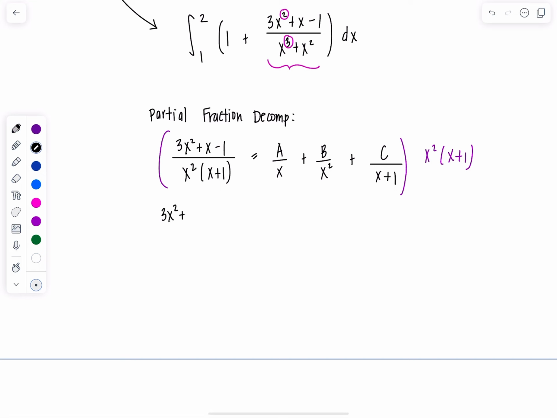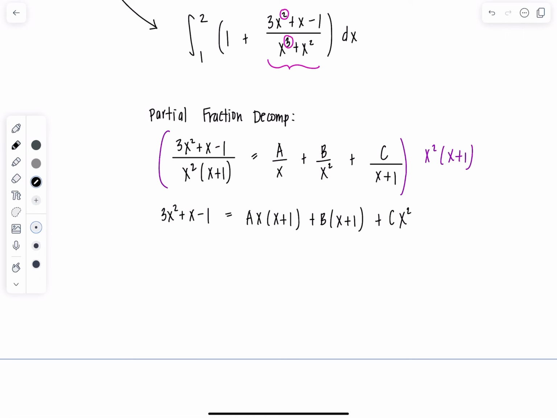So here we have 3x squared plus x minus 1 equals Ax times (x plus 1) plus B times (x plus 1) plus Cx squared. And before I multiply everything out, I'm going to show you a really neat way to solve for the constants. You substitute different values in for x that will zero out the factors and make it really easy. So let's say we let x equal 0. I'm choosing that because I see here's an x and here's an x, so that'll make things pretty nice.